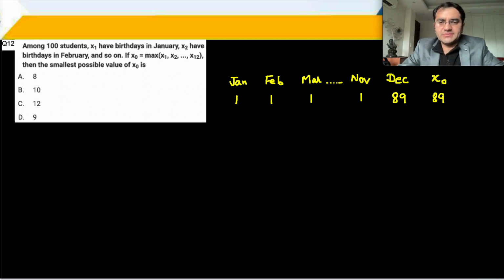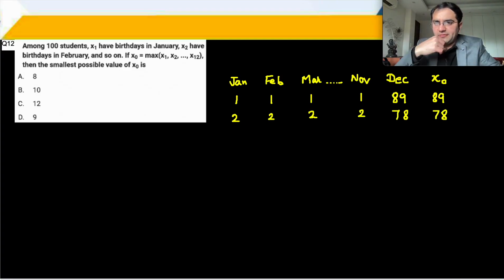So let me try something else. मान लो 2 people have their birthdays in Jan, Feb, March up till November. So 11 into 2 is 22 people. Out of 100, remaining 78 people are left in December. So now x naught is 78, which is the maximum of all these values. And this is a better answer. It has improved because it is smaller. So immediately this tells us to start increasing the values of the number of people in a particular month, which means divide the values equally.